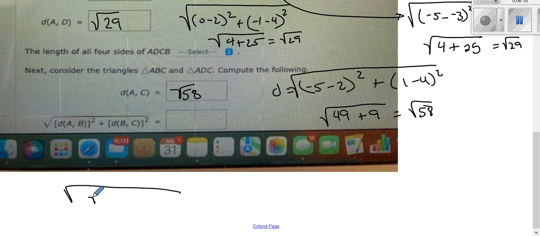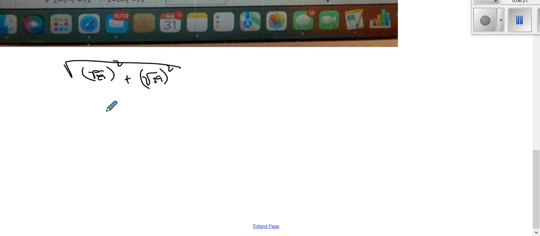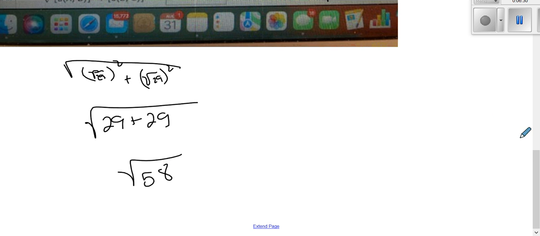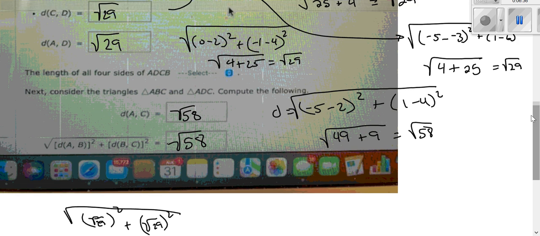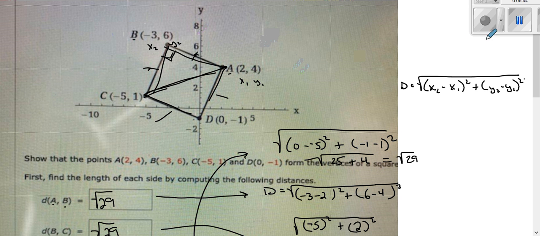So AB was the square root of 29, squared. From B to C was the square root of 29, squared. Square root of 29 squared is 29. 29 plus 29 is 58. Square root of 58. Basically, that's just showing that this is a right triangle. So if all four sides are the same, and at least one angle is a right angle, then it has to be a square. Hopefully that will help you. I went through it fast. Feel free to pause me, rewind me, re-listen to me as much as you need.